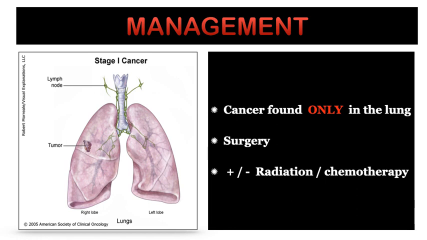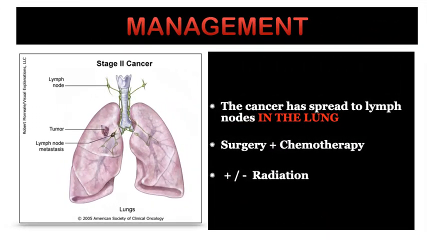The management then is based mainly on the stage of the tumor. For stage 1, meaning the cancer is found only in the lung and negative for lymph node spread, the standard is surgical removal, either lobectomy or segmentectomy, and mediastinal lymph node dissection. Radiation and chemotherapy are added depending on the grade of the tumor and the status of the surgical margin.